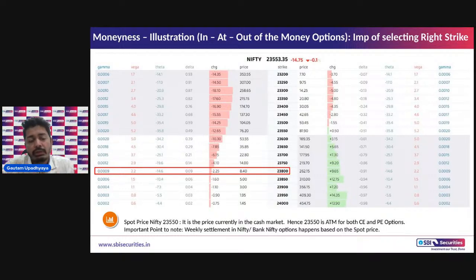So I hope everyone is clear with this particular concept of knowing which strike price and why it is important to select the right strike price. So let's take a simple example and I'll explain it over here as well. तो मान लो कि निफ्टी ट्रेड हो रहा है 23,550 पे. So that is where the current price of Nifty is.